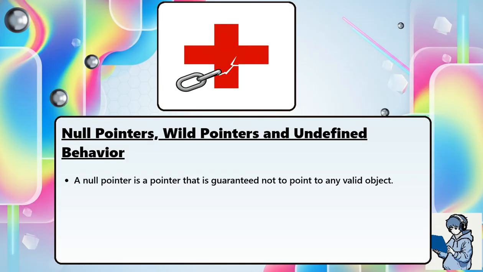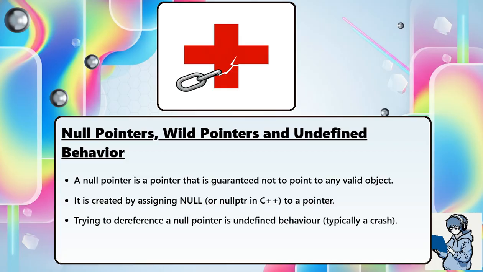A null pointer is a pointer that is guaranteed not to point to any valid object. It is created by assigning NULL, or nullptr in C++, to a pointer. Trying to dereference a null pointer is undefined behavior, typically a crash. int *p = NULL; is a safe way to say p points nowhere.